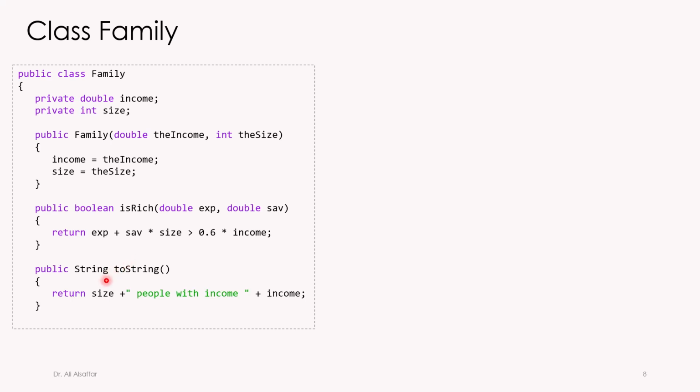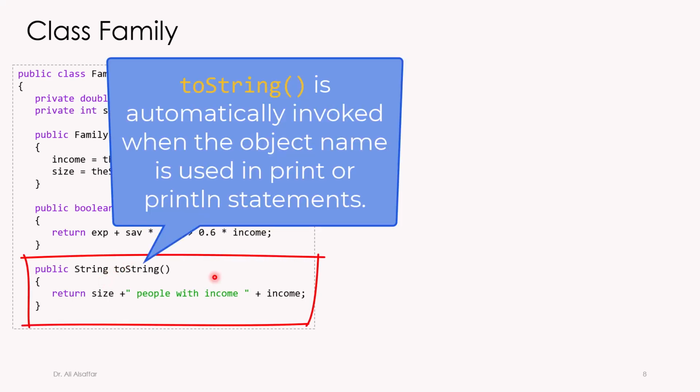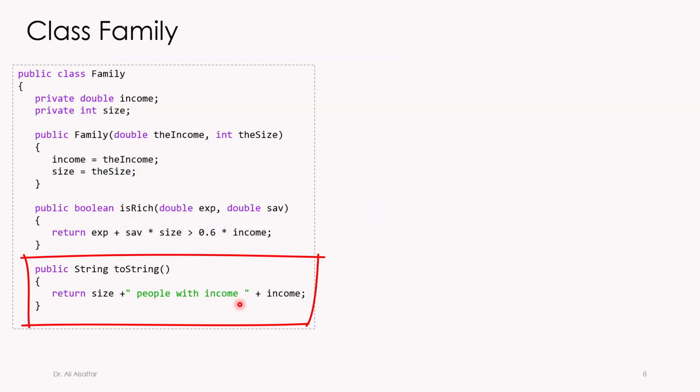Finally, the toString method, and this is a very well-known method that is always included inside objects. It does not print; however, it returns a string that describes the data members of the class. Here, what does it return? It returns a string that starts with the size of the family, followed by the text people with income, followed by the income. So if there are 3 people in the family with income, let's say 1,000 dinar, then we say that 3 people with income 1,000 dinar.